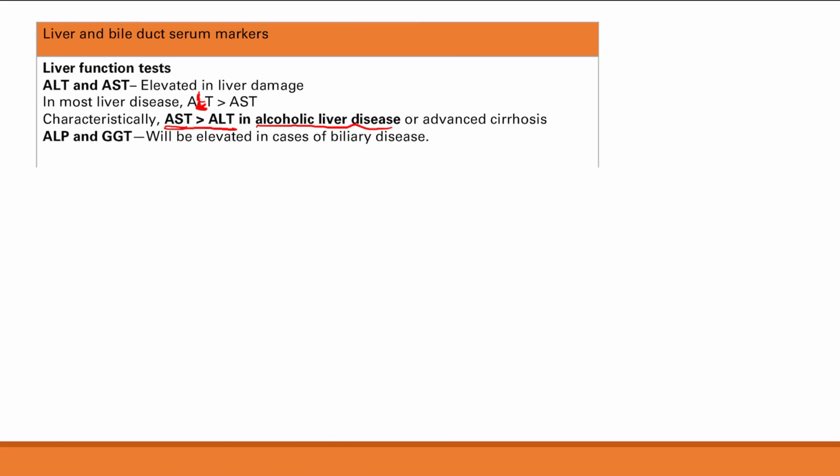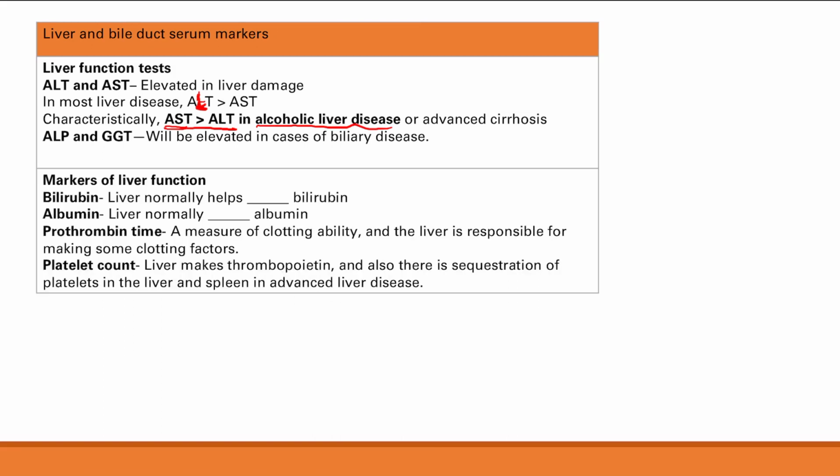The other one we could look at is ALP, which is alkaline phosphatase, and GGT. Okay, these both can be elevated in cases of biliary disease. The reason why we check both of them is that alk phos can be found in other places such as bone. So if you have a bone disease, you're going to have elevated ALP as well. However, in bone disease, GGT is not elevated. So that's why we measure both. If both are elevated, it's more likely that you have some biliary problem.